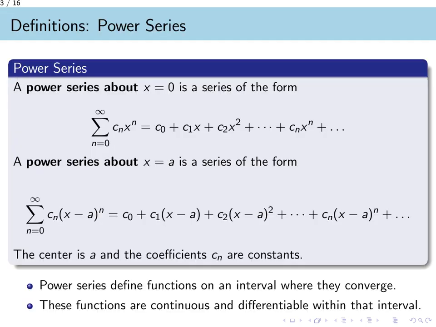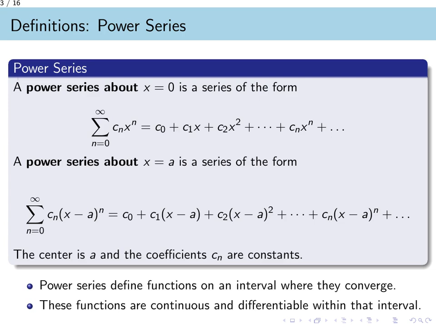Let us begin by defining a power series, which you can think of as a polynomial of infinite degree. This structure is incredibly useful for representing more complicated functions. The first form shown here is a power series centered at x equals 0. It is the sum from n equals 0 to infinity of a coefficient c sub n times x to the power of n. When we write out the terms, we get c naught plus c1 times x plus c2 times x squared, and so on. The values c sub n are constant coefficients.